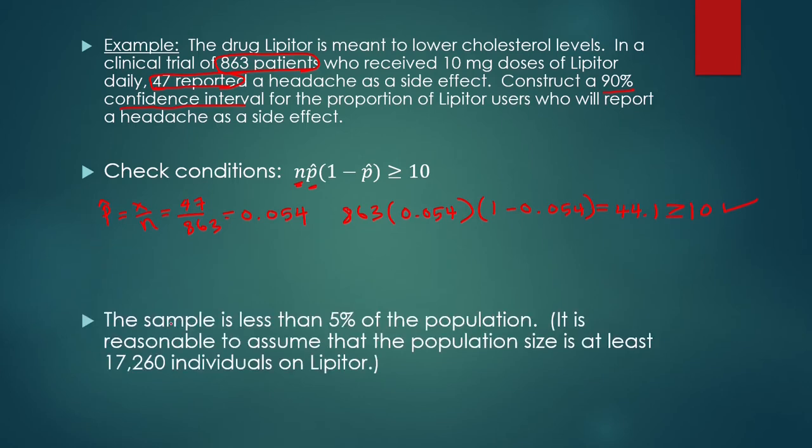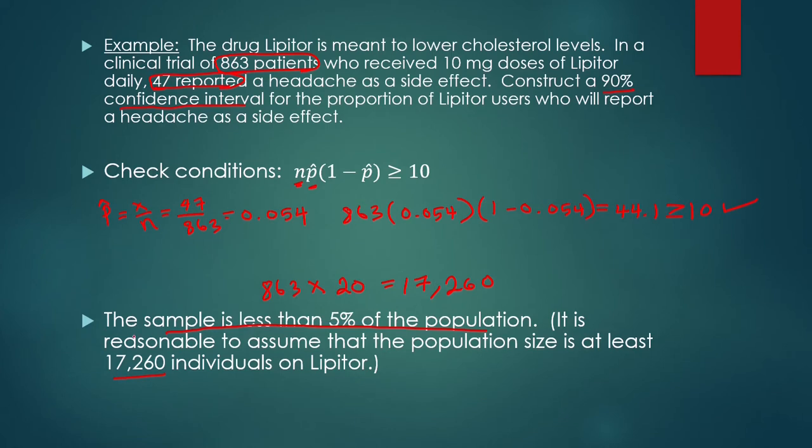Condition 2, we have to make sure the sample size is less than 5% of the population size. So we're going to assume this by saying the population size is at least 17,260 individuals. Where did I get this number, 17,260? I took the sample size, 863, and multiplied it by 20, and we get the 17,260 that we were looking for.